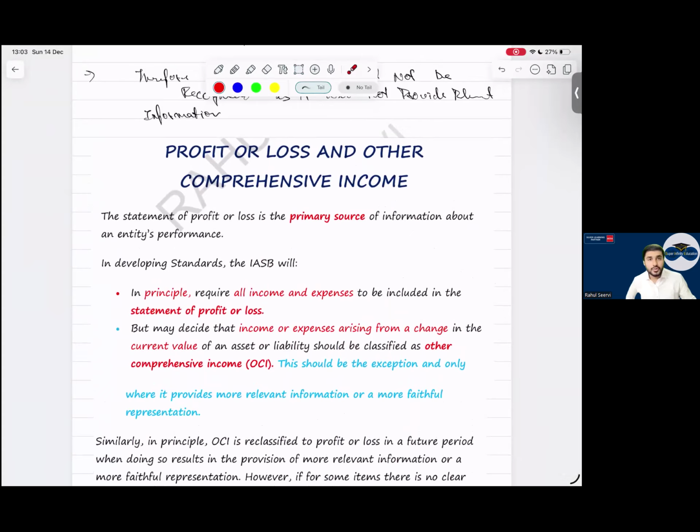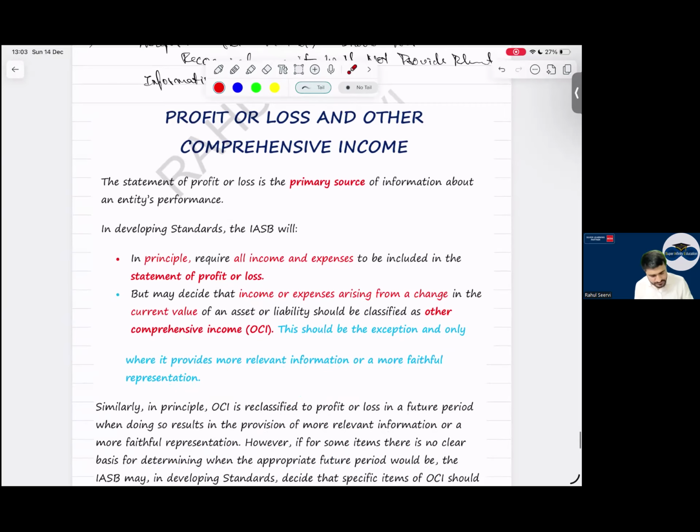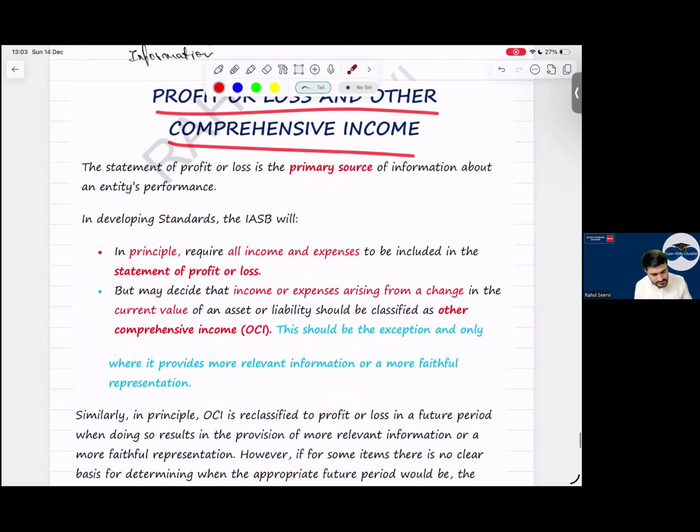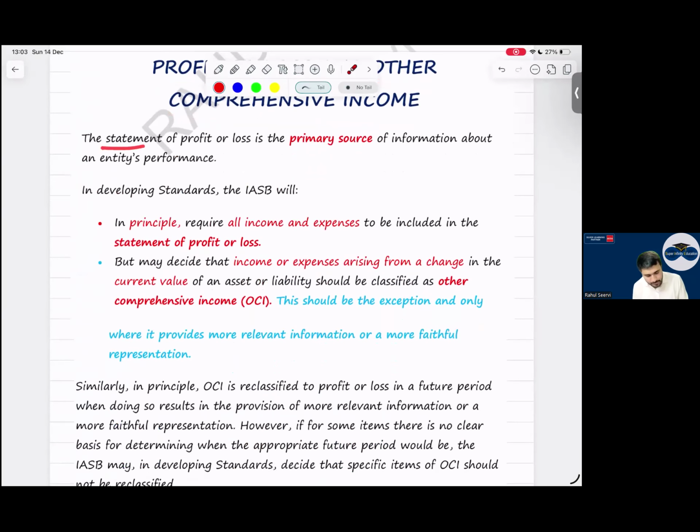Yes, sir. So now it's important that we understand how we should classify whether it will go into P&L or OCI. The OCI items we will be learning separately; in each standard it is mentioned that this will go to OCI. But let us have the basic understanding of what the conceptual framework is saying. See now, profit or loss and other comprehensive income. The statement of profit or loss is a primary source of information about the entity's performance. P&L basically tells you about the performance of the entity.